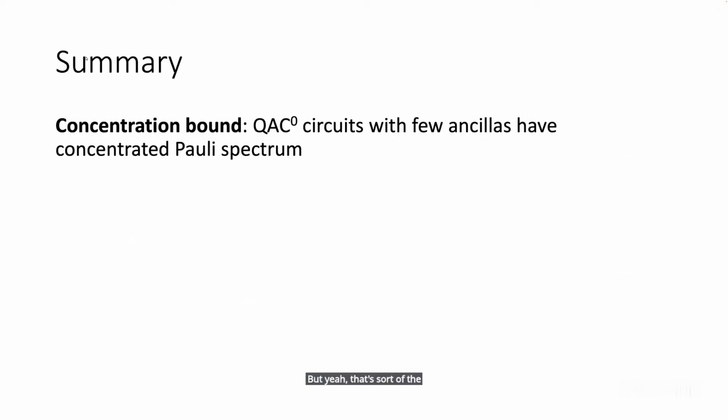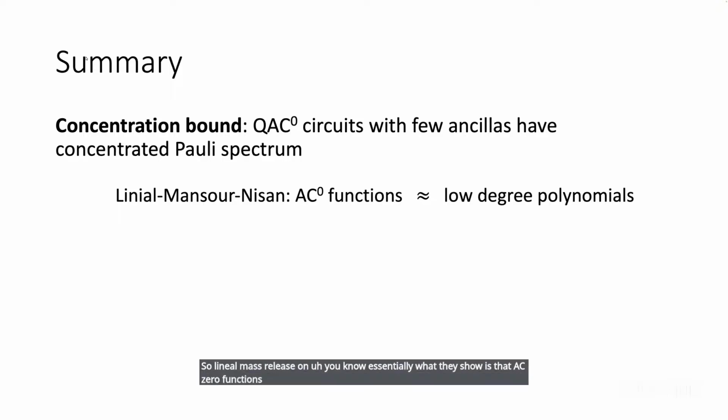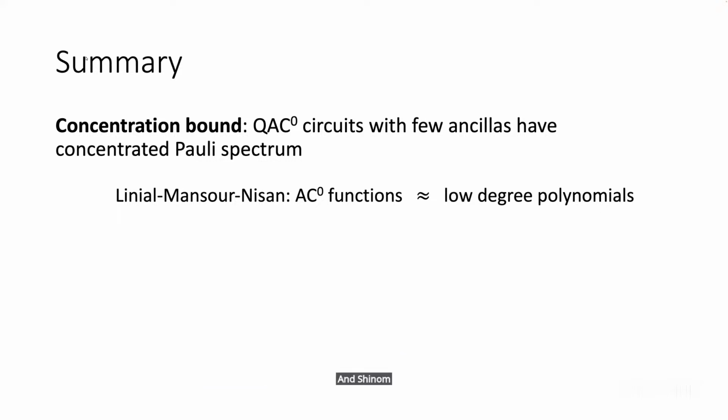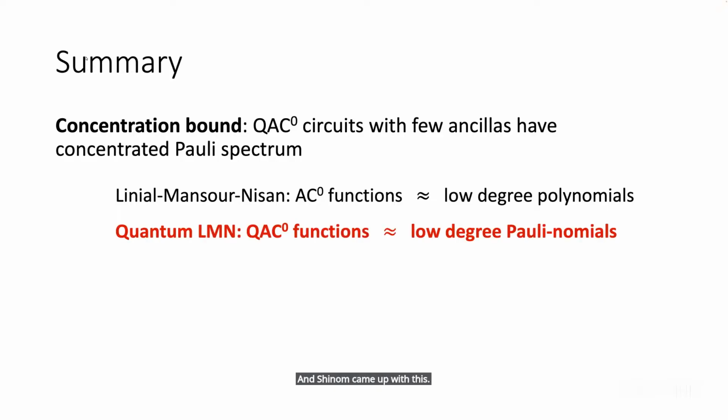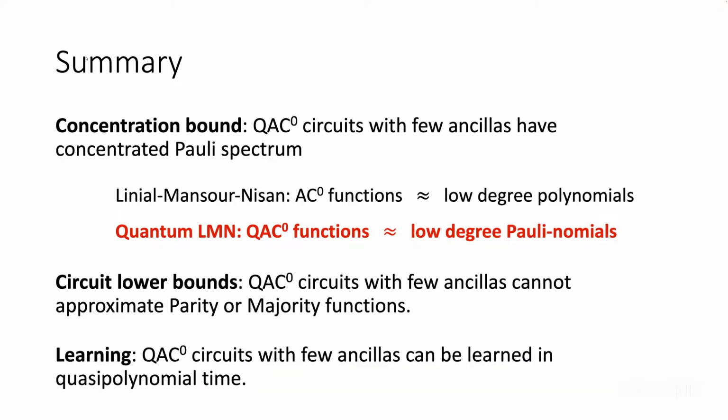So, to wrap up. Summary: we prove a concentration bound for these cases. And there's LMN, Linial, Mansour, Nisan, essentially what they show is that AC0 functions are approximately low degree polynomials. And Shimon came up with this, and I can't resist: we can think of quantum LMN as saying that QAC0 functions are approximately low degree polynomials.